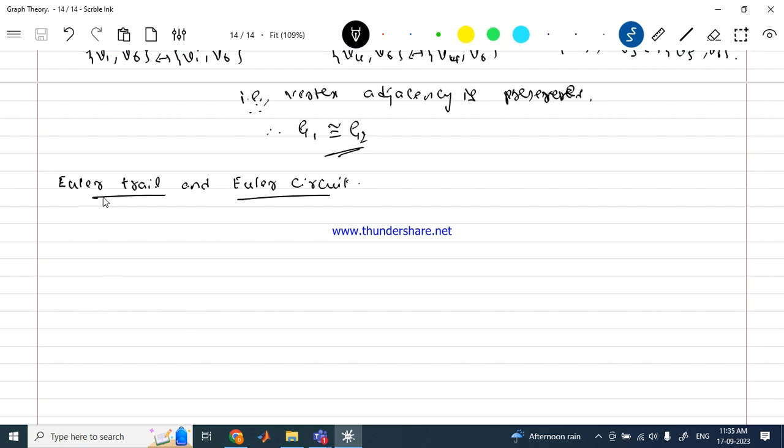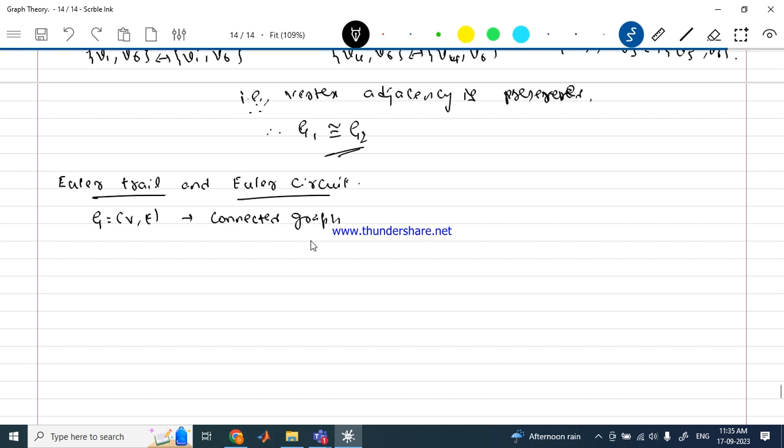Okay, first of all, to talk about Euler trail or Euler circuit, the basic expectation is the graph G should be a connected graph. It can be a multigraph as well, but it should be a connected graph. If it's a connected graph, we say that graph G has an Euler circuit.